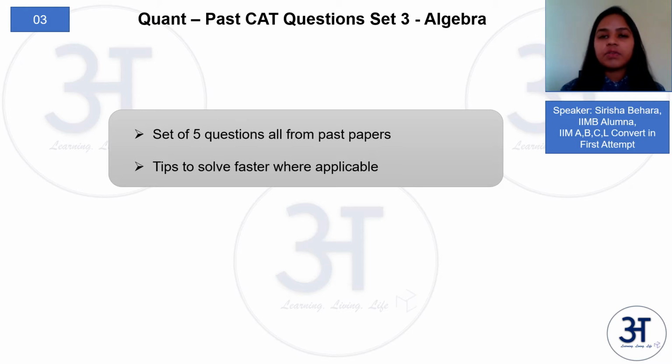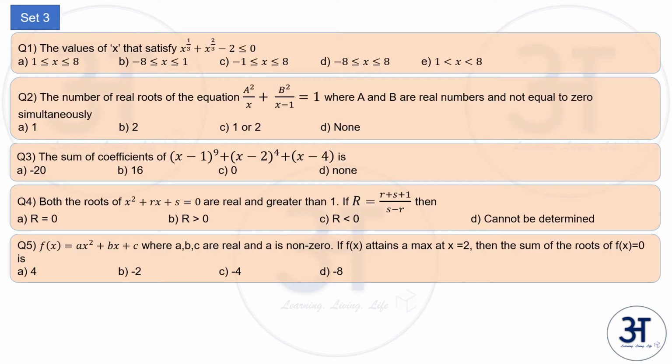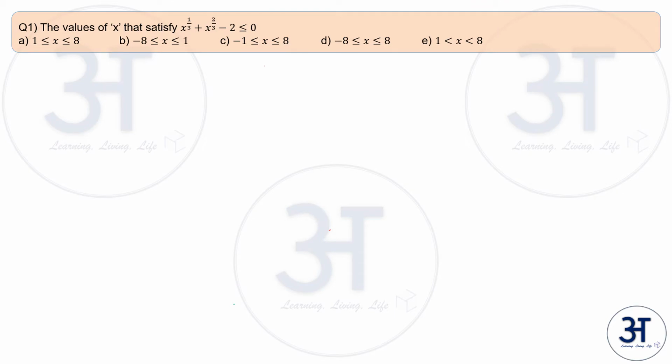We'll be taking a set of 5 questions, all from past CAT papers, and we will be solving them. So let's begin. These are the set of 5 questions which we'll be discussing in this video. For those who have not solved these already, please pause this video, try to solve all of these, and then start looking at the solutions. So the first question asks the values of x that satisfy this inequality.